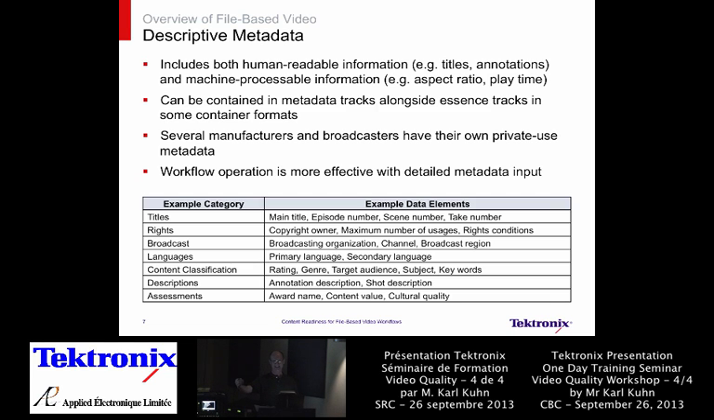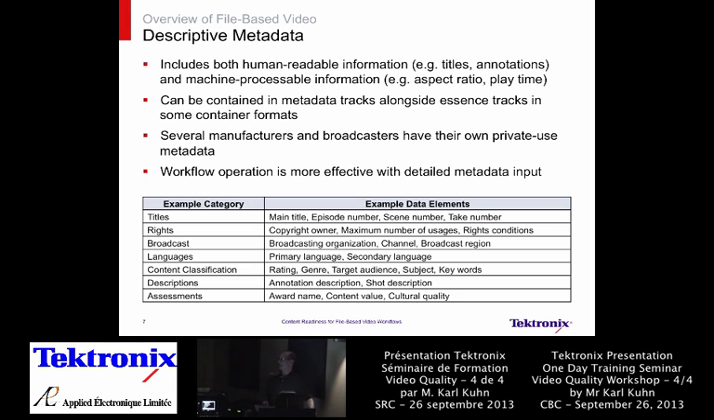Because if you have content that can't be found, it's of no value to anyone. Of course, there's title rights, broadcast, description, all that stuff. But really, you need to have someone who can think broadly enough to say, what is the value of this content, and keep it current. So that would be something to consider.